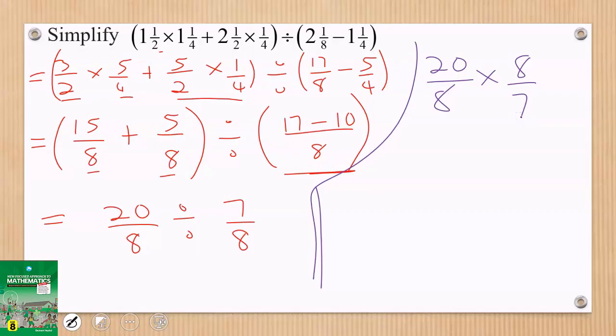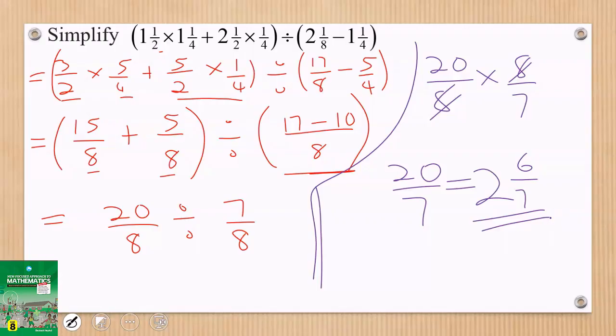And simple cancellation means this will divide this, and then we have 20 divided by 7, which we can change to a mixed number. So 7 can divide 20 as 2, remainder 6 on 7. And so that becomes our answer. I'm sure this has really helped you to understand the concept of BODMAS and then fractions as well. Thanks so much for watching.